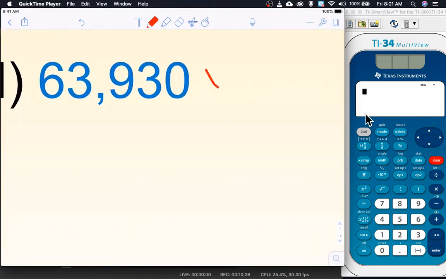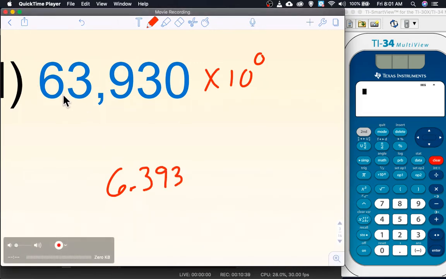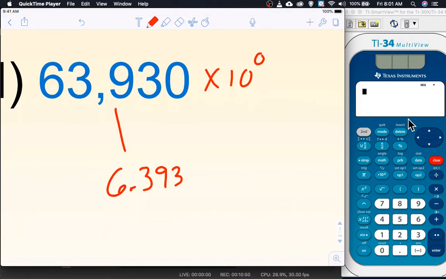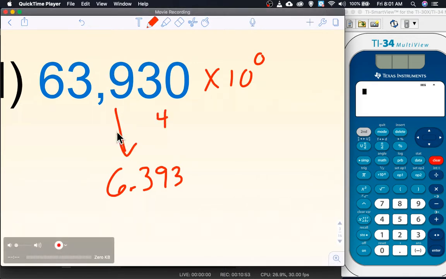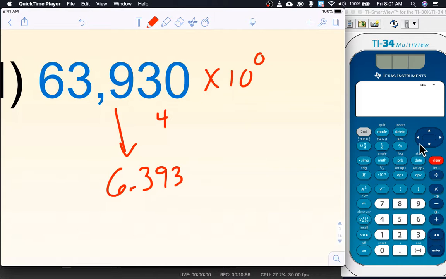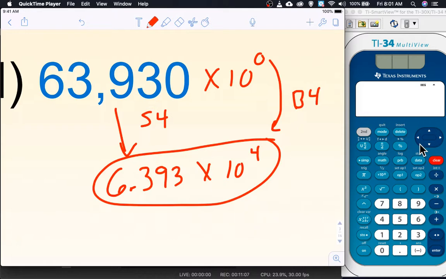Last of these, we add a times 10 to the 0 to make it start to look like scientific notation. Put the decimal where we know it needs to go. So it needs to be between those first 2 digits right here. Since this is a whole number, the decimal started at the end and we moved it 1, 2, 3, 4 places. We moved it 4 places and the value of the number got smaller. So then my exponent is going to get bigger by 4. And that's it.